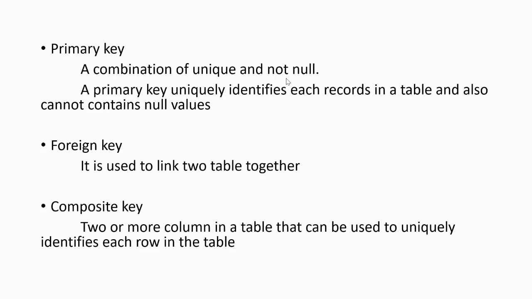Then go to foreign key. Foreign key is nothing but it is used for linking two tables together. It is a simple concept. Then composite key. Composite key is nothing but two or more columns in a table that can be used to uniquely identify each row in a table. It is the simplest concept, composite key.